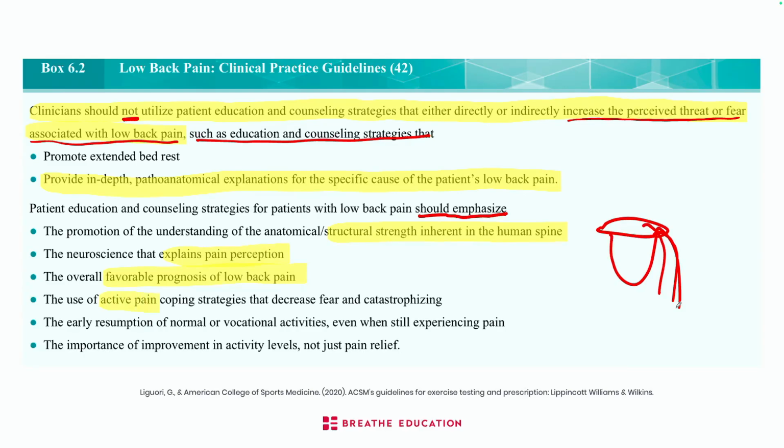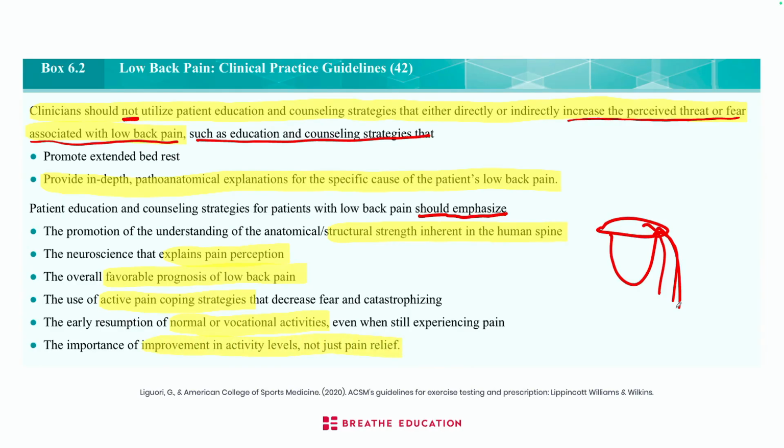The use of active pain coping strategies that decrease fear and catastrophizing, like getting moving, okay, and not avoiding activities. The early resumption of normal or vocational activities, even when still experiencing pain. So even when you have pain, it's safe and in fact it's beneficial to get back to work, to get back to your valued activities. The importance of improvement in activity levels, not just pain relief.